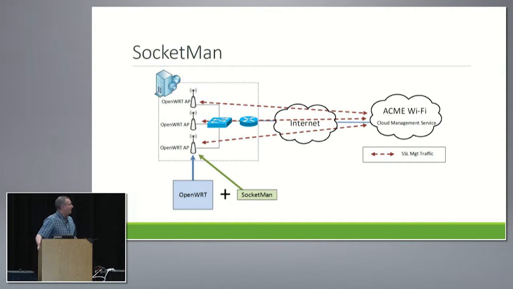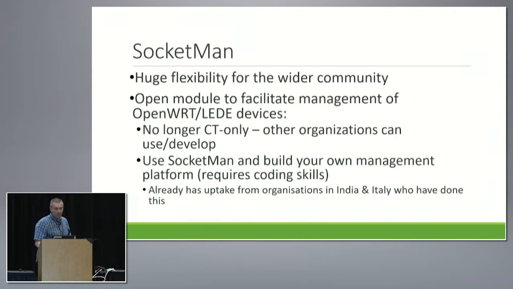And this is just giving you a contrasting view. It's very similar traffic flows, but now you can see that instead of having one combined binary with the proprietary code, we've got a standard OpenWRT image which loads onto the AP, and we add on this additional binary, which is the SocketMan binary.